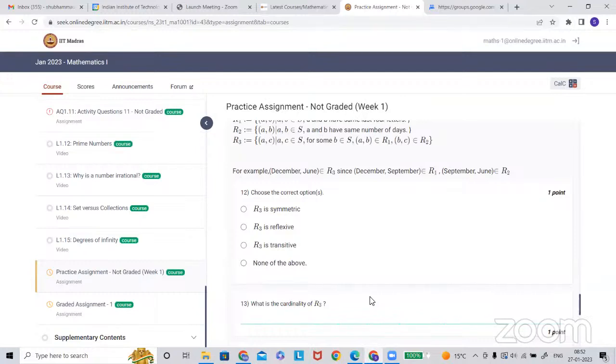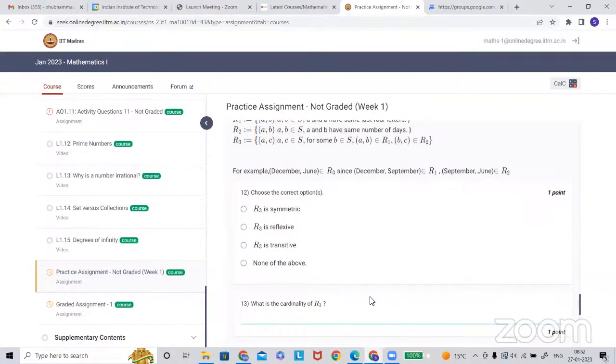I have one question. Do you cover assignment questions in this as well, or is it just practice questions? Only practice questions. Okay.